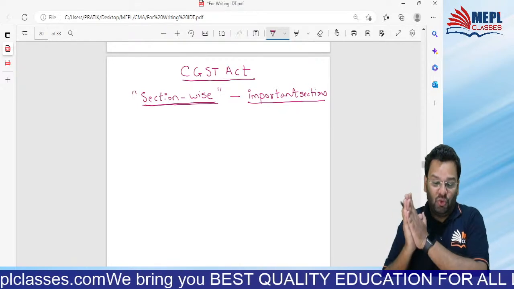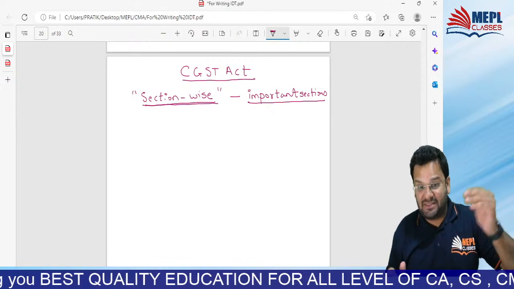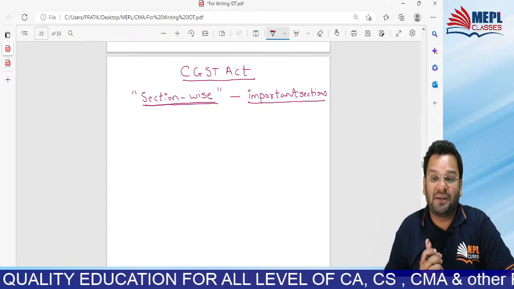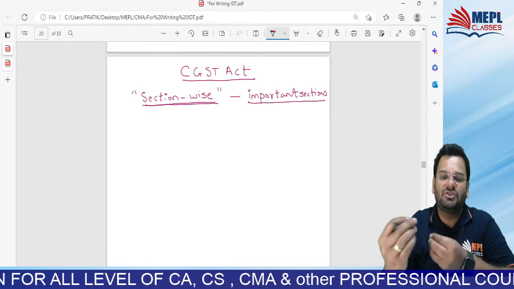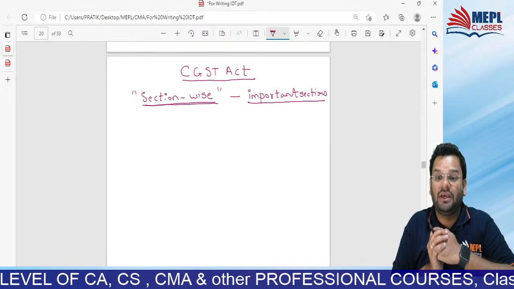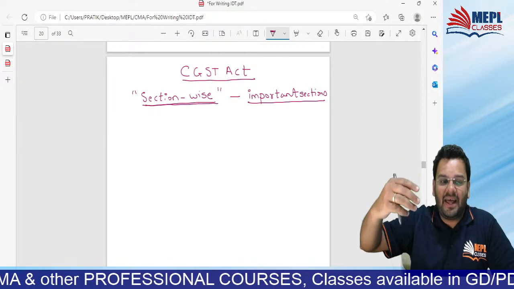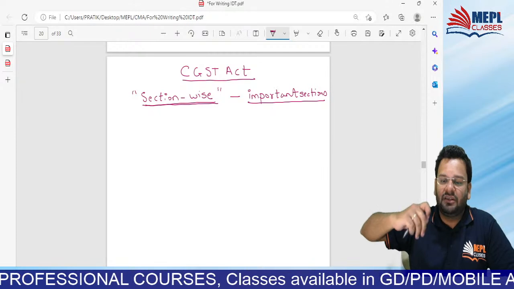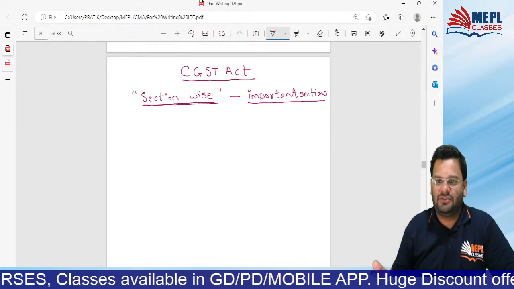We are going to do CGST Act. We are going to know CGST Act section wise. So what happens? It becomes easy to grasp and we can give cross reference of sections. As we discuss and as we write each and every section in the notebook, I'm going to tell you its importance in your syllabus. Agreed?